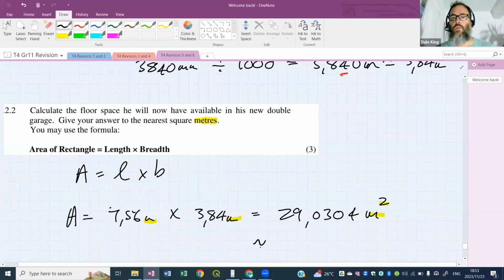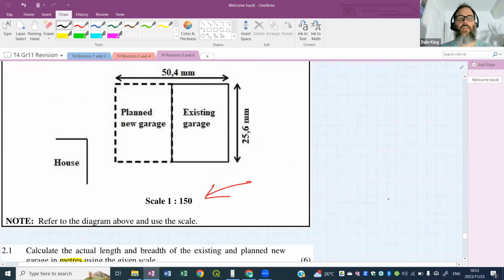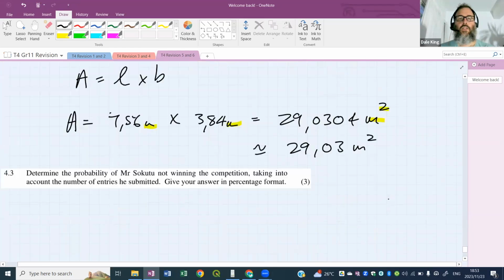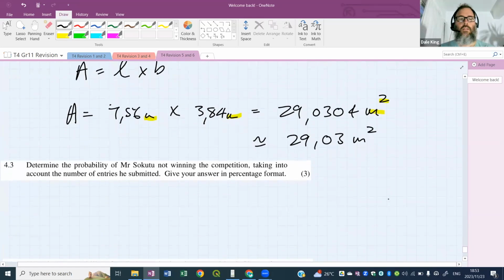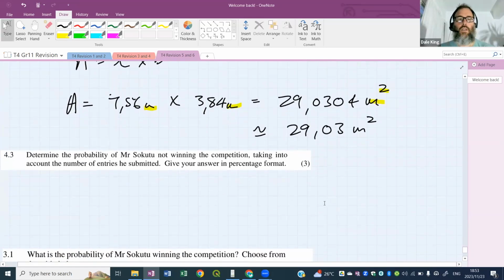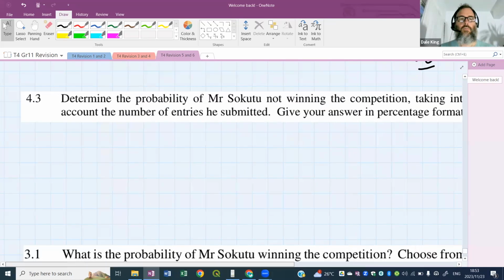Okay, and we round this off to 29,03 meters squared. So that is the area of the garage, this new garage she's going to have. Not too bad. Oh, look again here. Look what they've done again.